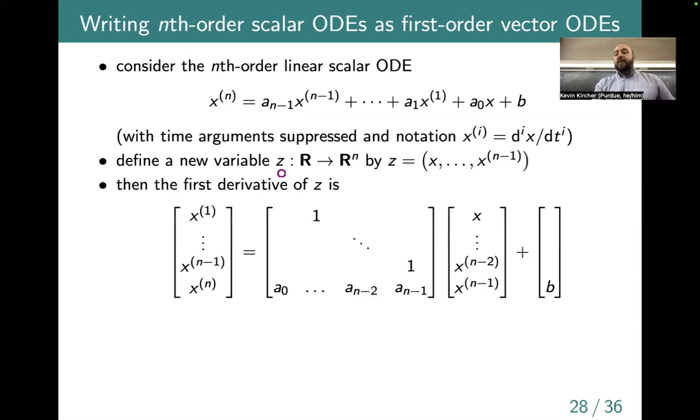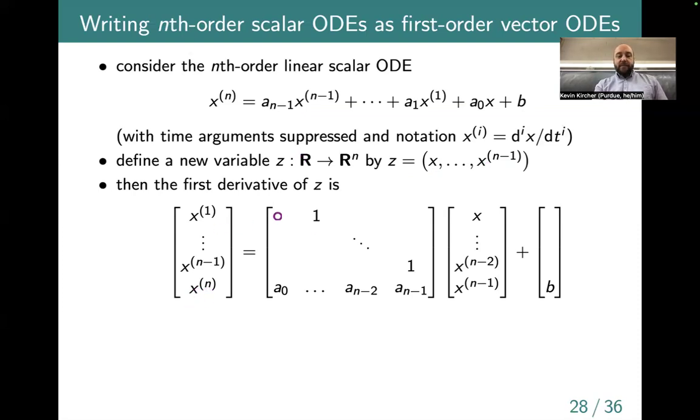Okay, so if we do that mathematical move, then we can write down the first derivative of this vector valued function z. So the first component is just x, so the first derivative of that will just be the first derivative of x here, so x prime. And then the n-1 component here, well, the derivative of that is just x^n, so this is d^n x by dx^n.